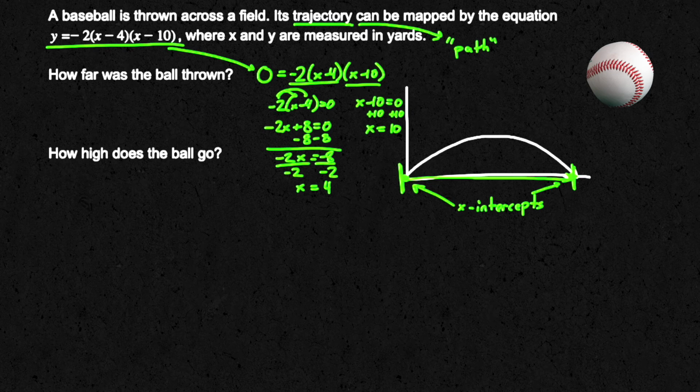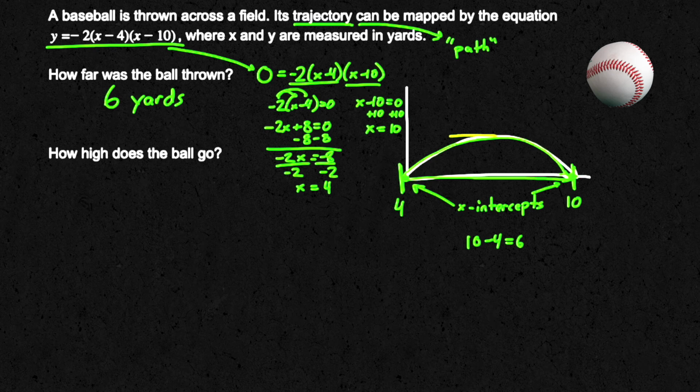I know in my drawing it looks like this point was at the origin, but remember this is just a sketch, so it doesn't have to be perfectly accurate. It turns out that that point is probably 4, and then this point is 10. So if it starts over here at 4, and then it's thrown and hits the ground again at 10, we just have to find that distance. So I'm just going to do 10 minus 4, and that gives me 6. And remember it said that x and y were measured in yards, so 6 yards.